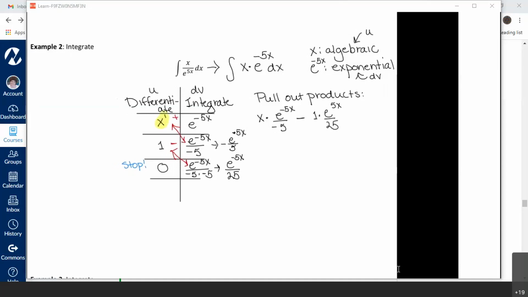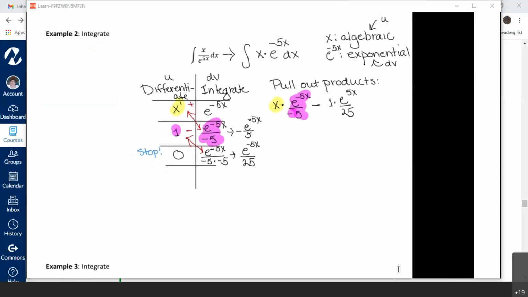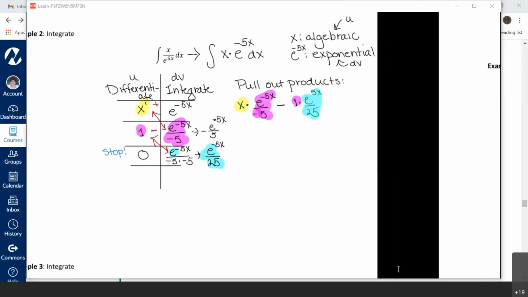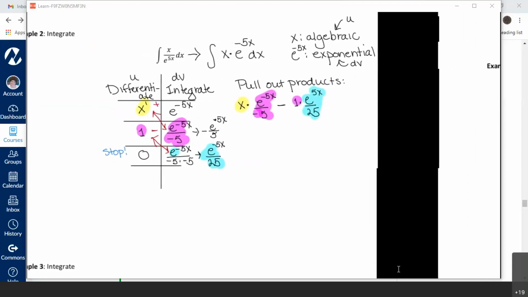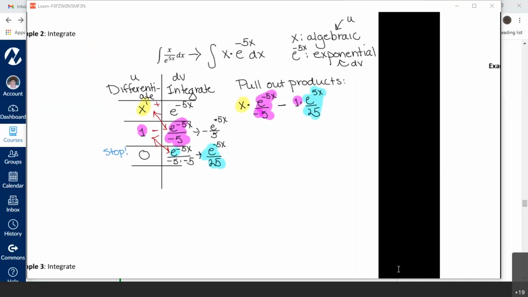Everybody hopefully can see the components. Here's the x. Here's the e to the negative 5x over negative 5. Here's the 1, which technically you don't need to write. And here's the other one. And again, don't forget, it's an indefinite integral, so plus c.